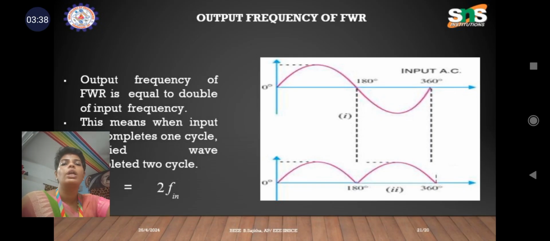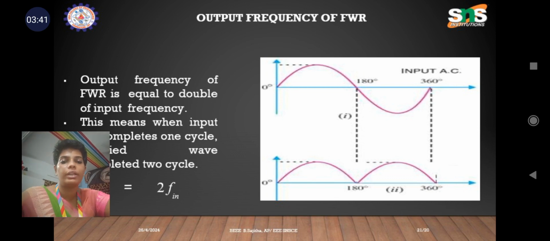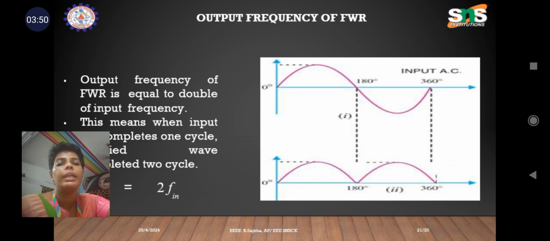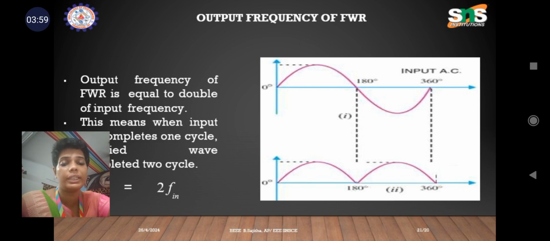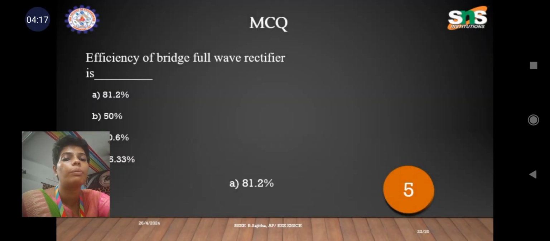Coming to the frequency, the output frequency of the full wave rectifier is equal to double the input frequency. This means that when the input completes one cycle, the rectified wave has completed two cycles. That is, the output frequency is 2 into the input frequency: when the input cycle goes from 0 to 360 degrees, the output completes two cycles, one from 0 to 180 degrees and the other from 180 to 360 degrees.